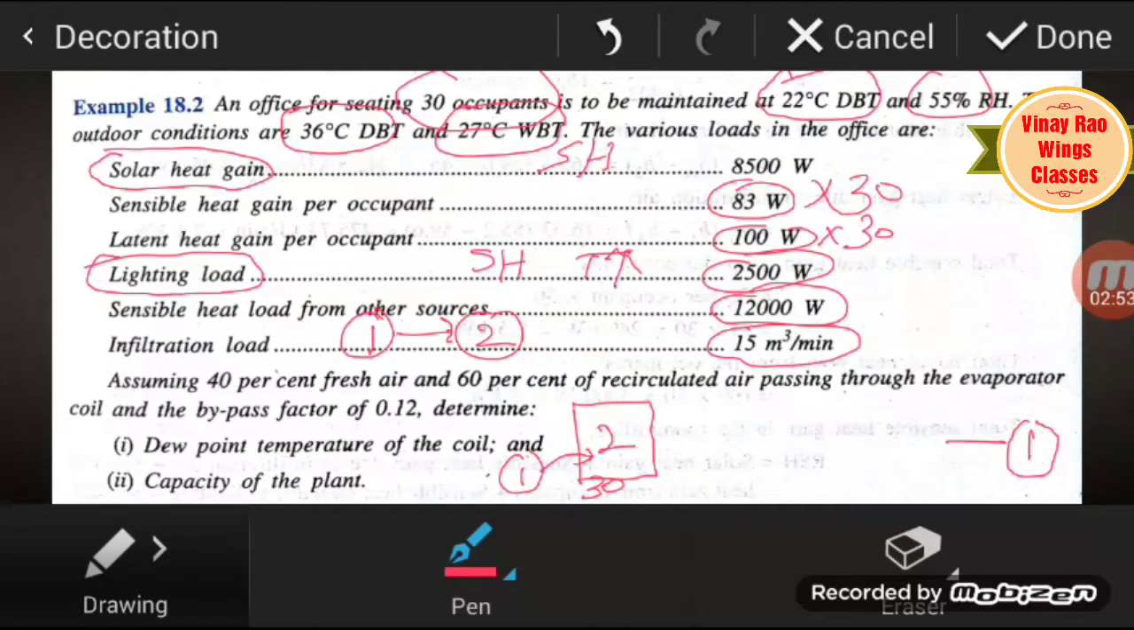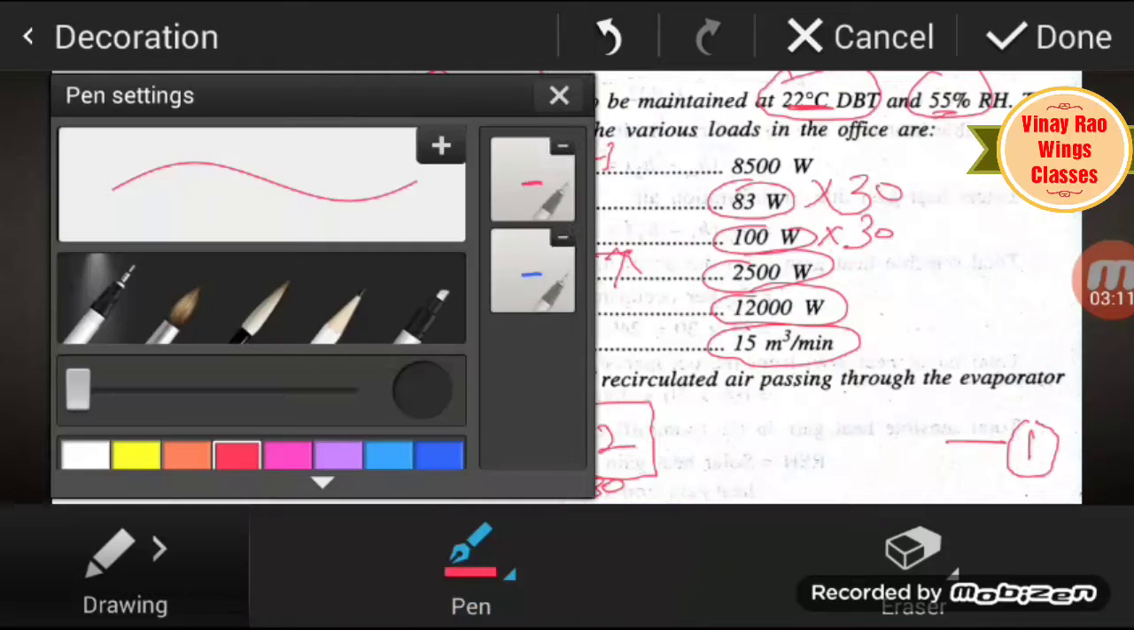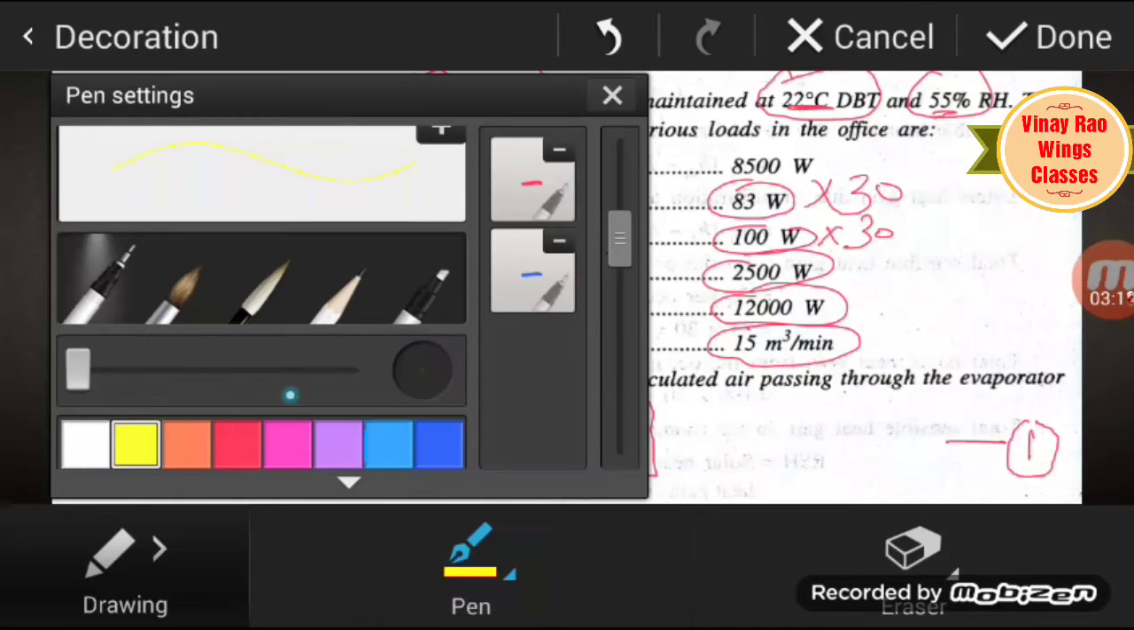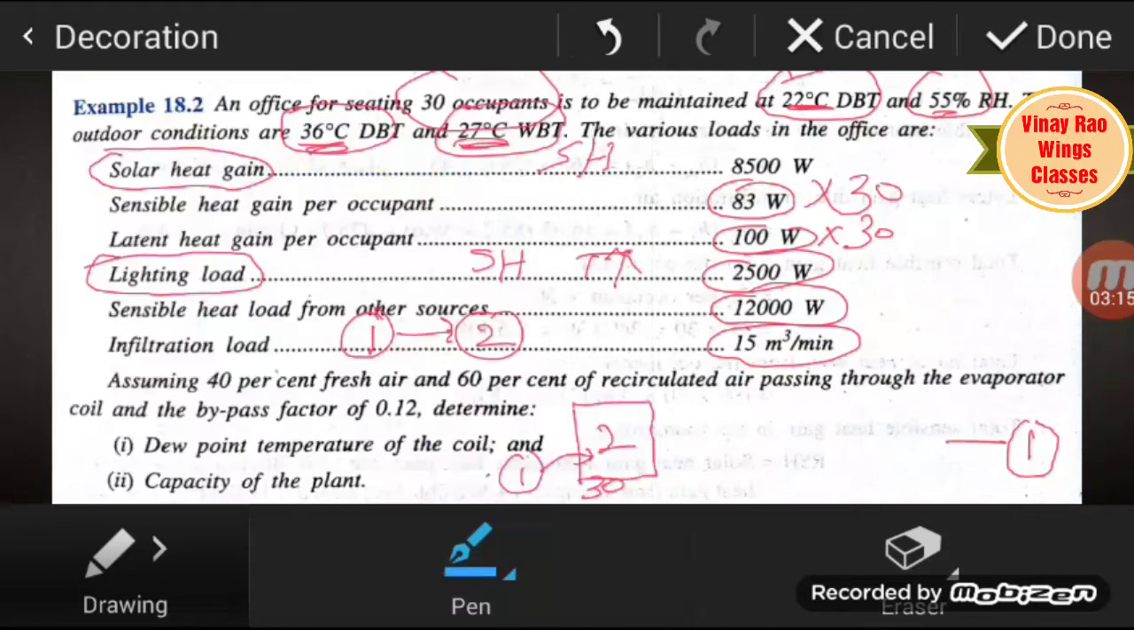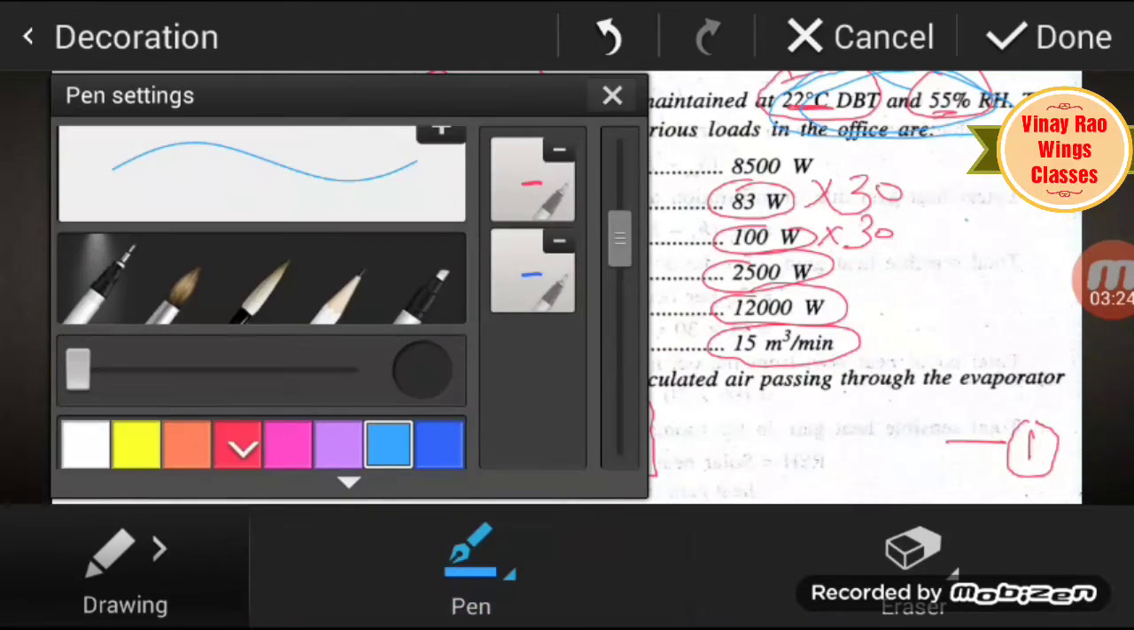The outside air is at point number 1 and the inside condition is point number 2. Outside condition is given as 36 degrees Celsius and 27 degrees Celsius; inside condition is 22 degrees Celsius and 55% RH. Mark both points on the psychrometric chart: this is the overall inside condition and this is the overall outside condition.